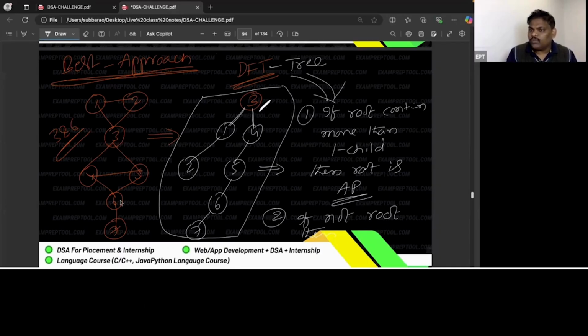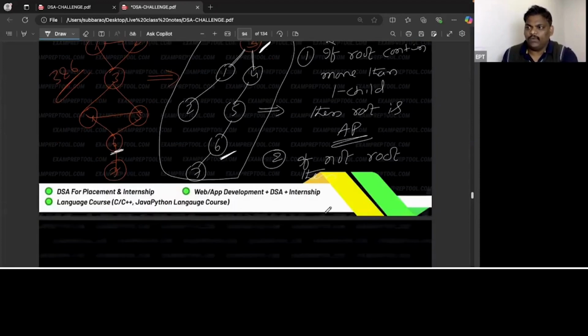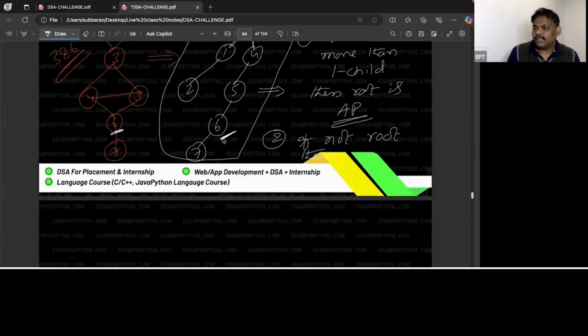I think one more articulation point is 6. Let's talk about 6. I want to check 6 is the articulation point or not. What is the rule? If not root, so remember 6 is not a root. If not root, then see the rule. I am writing here. If not root. So ask first question. Are you root?